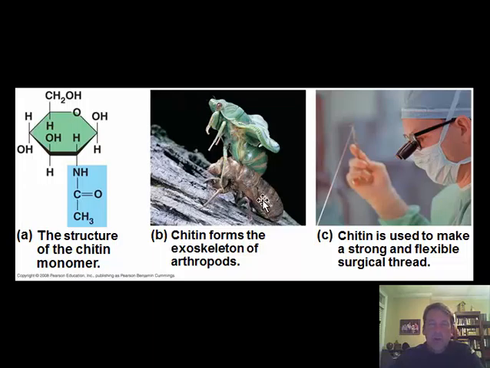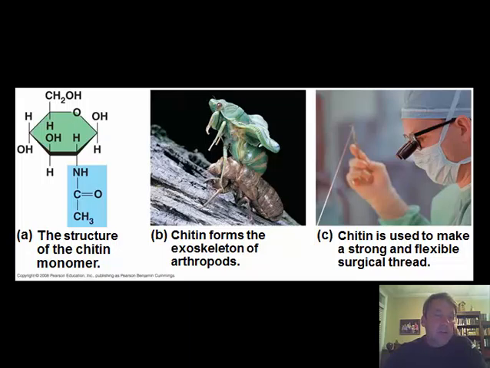It's a very strong material. It's a skeleton on outside their body. It's so strong that the medical practice often use this naturally found polysaccharide to make surgical thread because it is so strong and it is flexible. So that's an example of a polysaccharide. Okay, so that's our first group of major molecules.